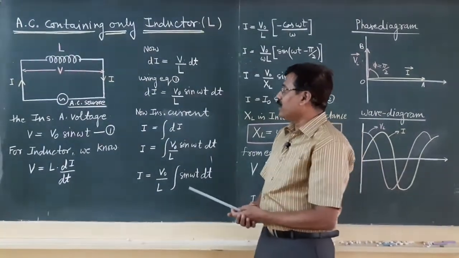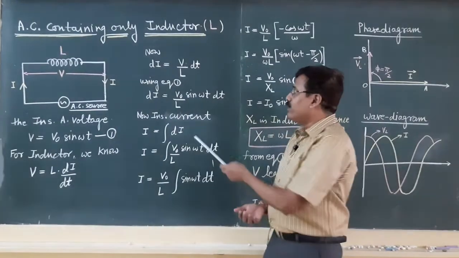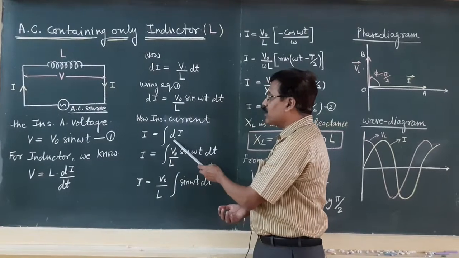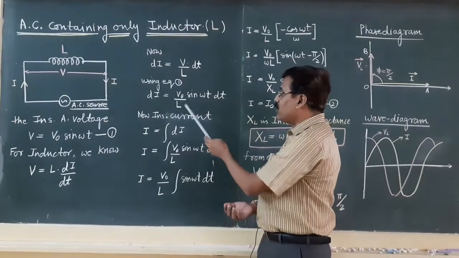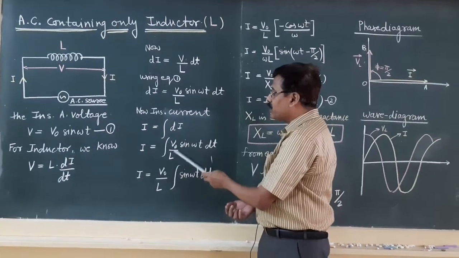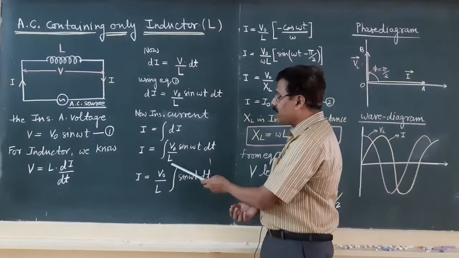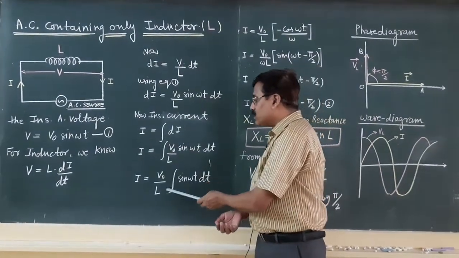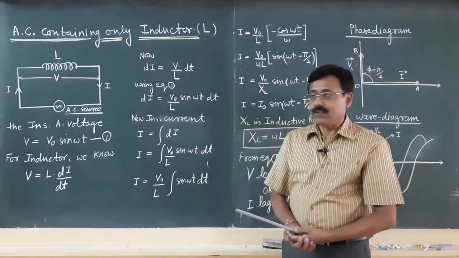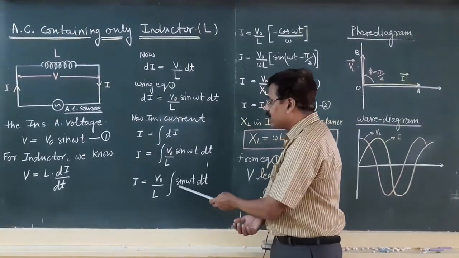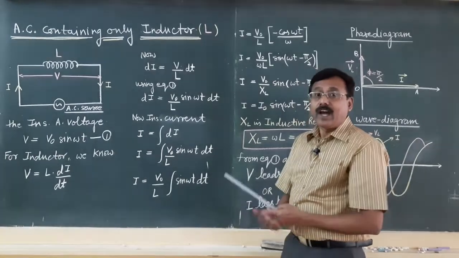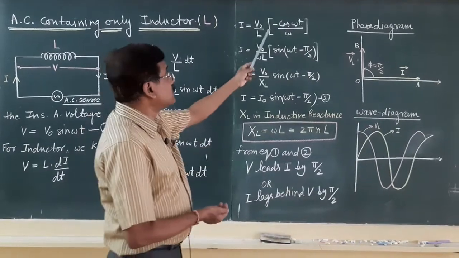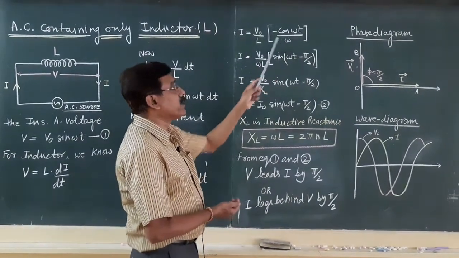Now, if you want to find the instantaneous current, we integrate, that is I = integration of di. When you put the value of di, then I = integration of V0 sin omega t dt / L. For integration, we take the constant out of the integration sign. So this is V0/L integration of sin omega t dt, and the integration of sin omega t with respect to time is minus cos omega t by omega.